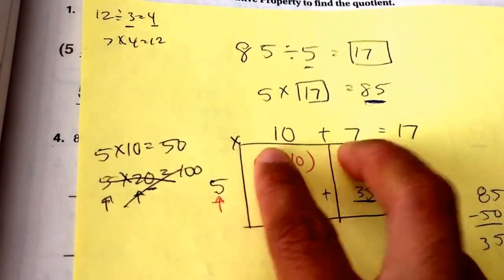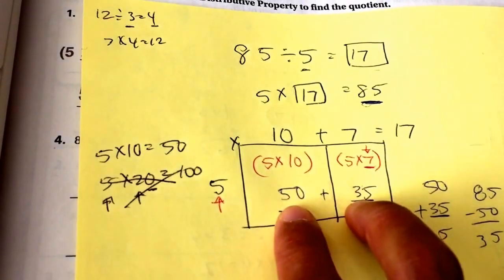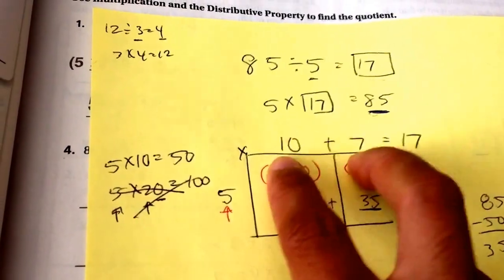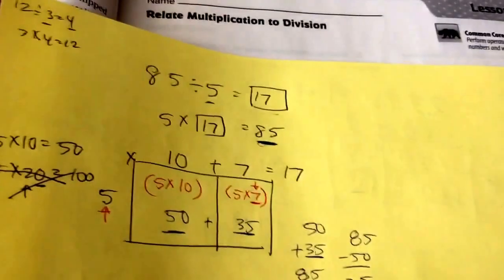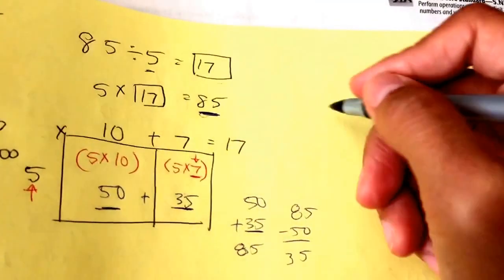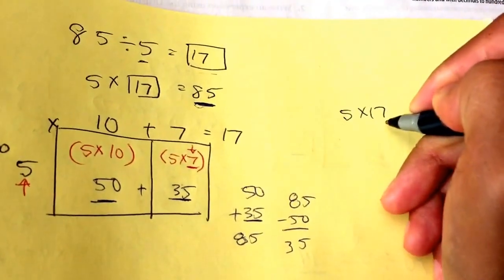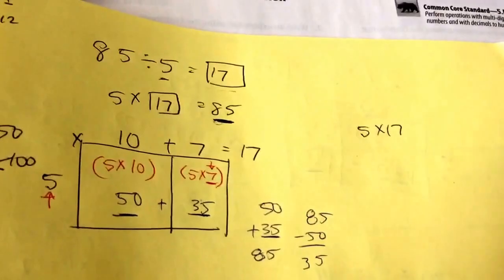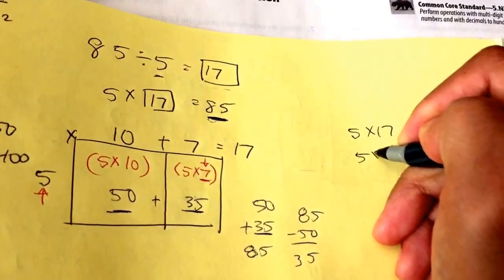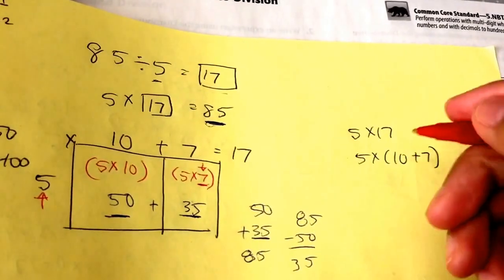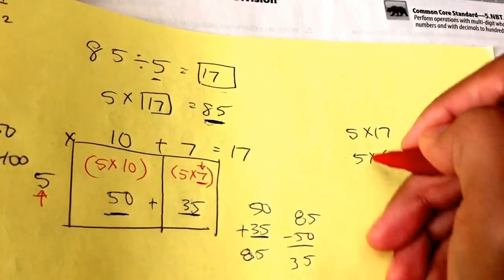5 times 17 equals 85. Or 85 divided by 5 equals 17. To show our work, to do our equations out, we know 5 times 17 is the same as saying 5 times 10 plus 7, because 17 is the same as 10 plus 7.